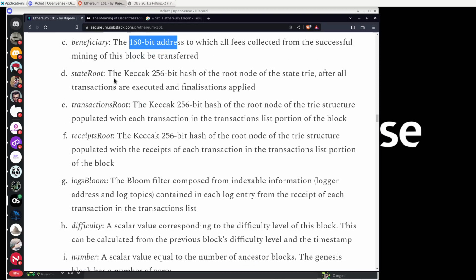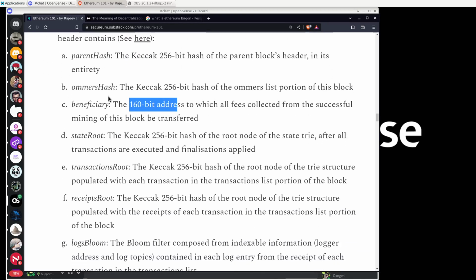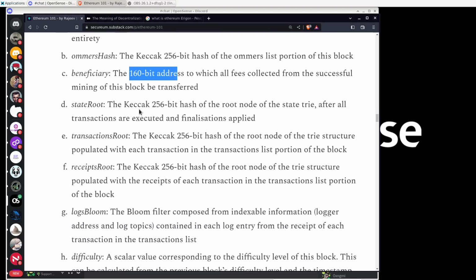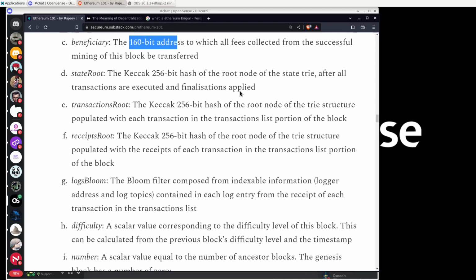State root. Just remember, we're talking about a block, okay? State root: the Keccak 256 hash of the root node of the state trie after all transactions are executed and finalizations are applied. Transaction root: the Keccak 256-bit hash of the root node of the trie structure populated with each transaction in the transaction list portion of the block. Receipts root is again a Keccak 256 hash of the root node of the trie structure populated with the receipt of each transaction.